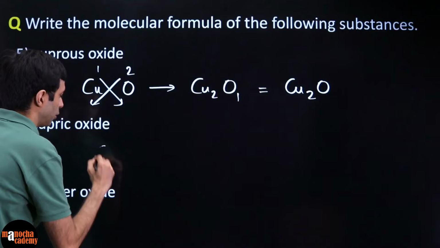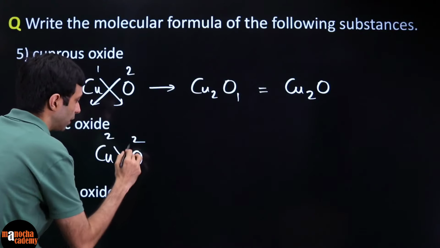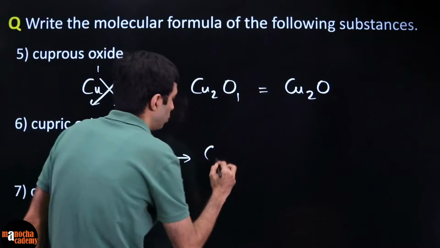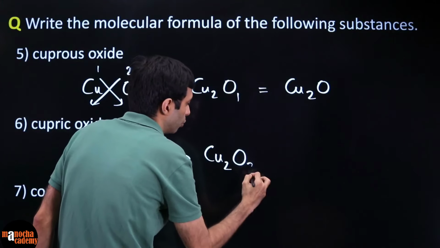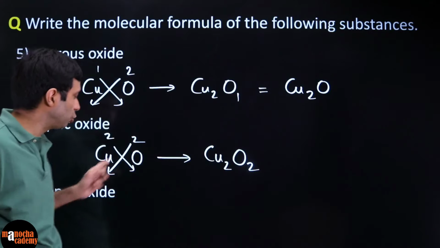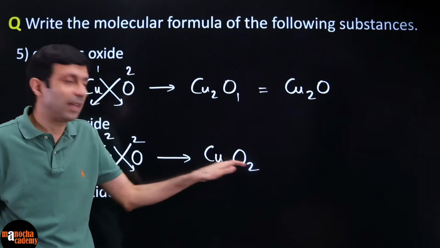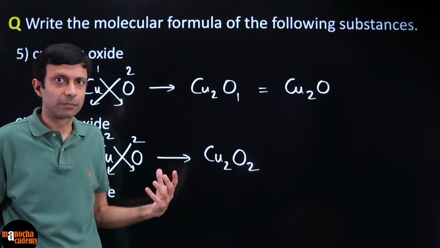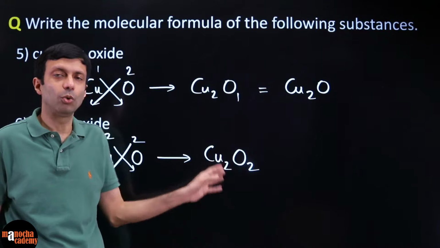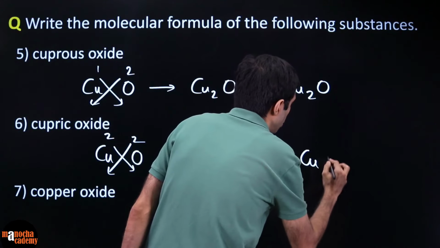Cupric oxide. Cupric means copper with valency 2, oxygen valency 2. Let's do the crisscross. So what do we get? We get Cu2O2. Now the question is, should we leave it like this? I've just switched the numbers. I brought this 2 here, this 2 here. But now there is one more important rule. If there is any common factor, please divide by that. You can clearly see we can divide by 2, or it will cancel off. So finally we write it as CuO.